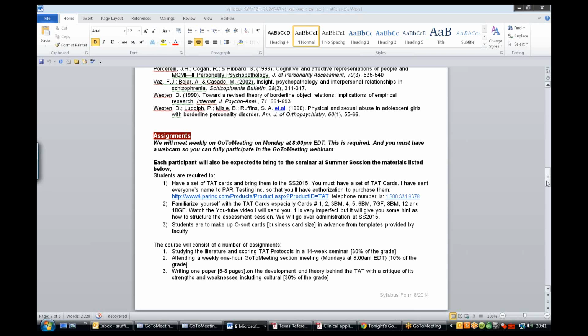You want to familiarize yourself with the TAT cards, especially the cards that we're going to be using over and over again, which is 1, 2, 3 BM, that means for boys or men, 4, 5, 6 BM, which is for boys or men, 7 GF, which is girls and females, 8 BM, boys and men, 12 and 18 GF, which is girls and females.